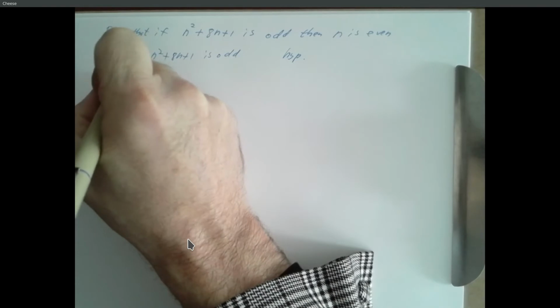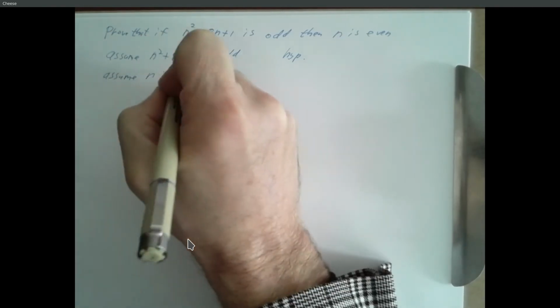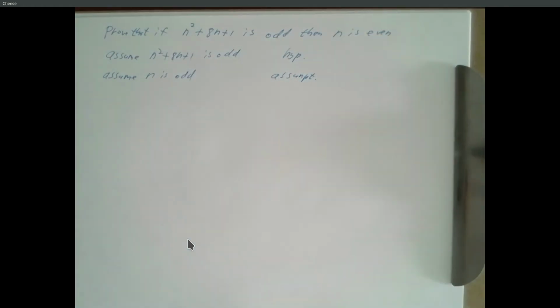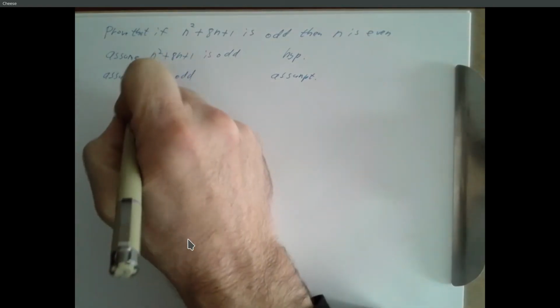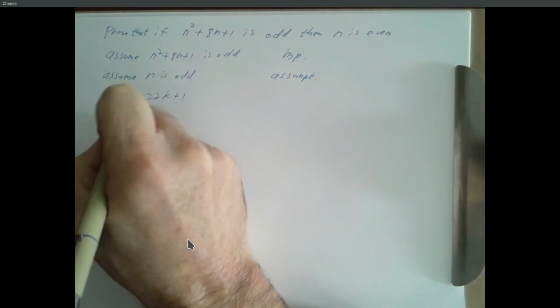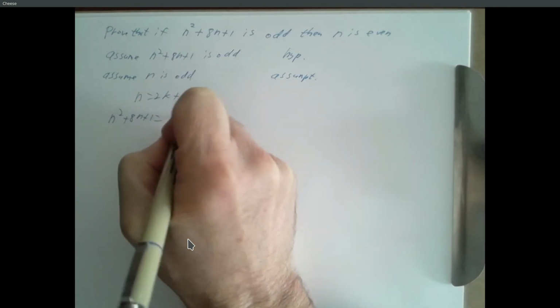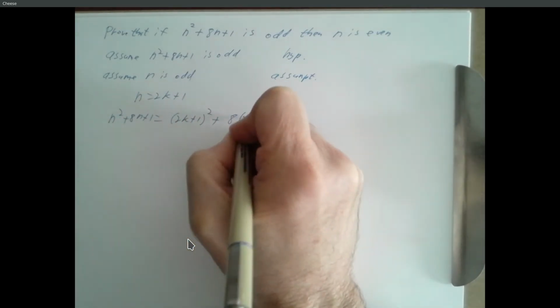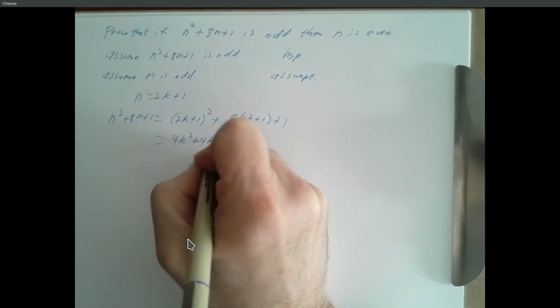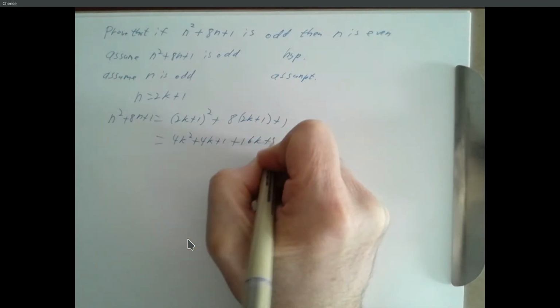And then assume n is odd. That's an assumption. Right, so we're assuming the opposite of the conclusion, and we're going to find a contradiction. So n equals 2k plus 1. n squared plus 8n plus 1 equals (2k plus 1) squared plus 8 times (2k plus 1), which is 4k squared plus 4k plus 1, plus 16k plus 8 plus 1.